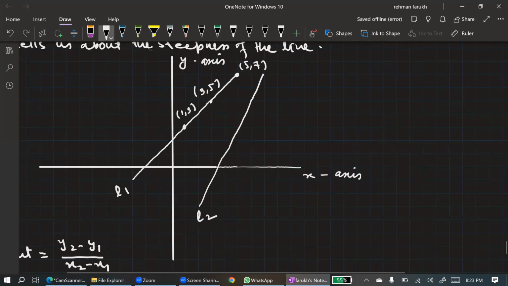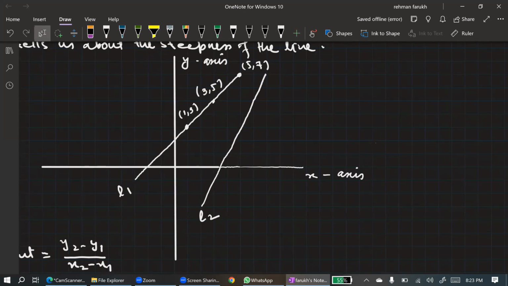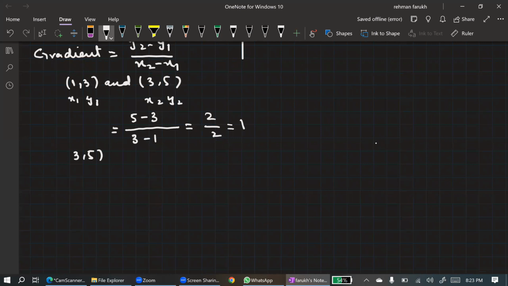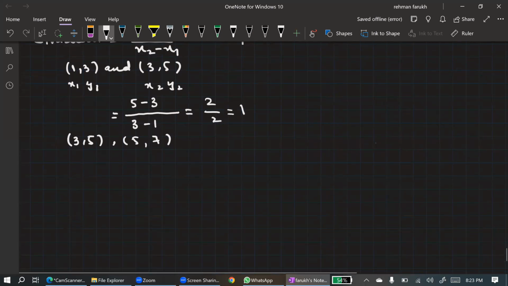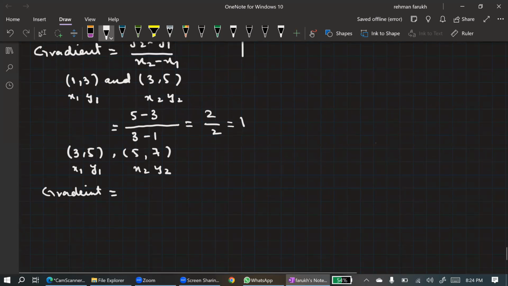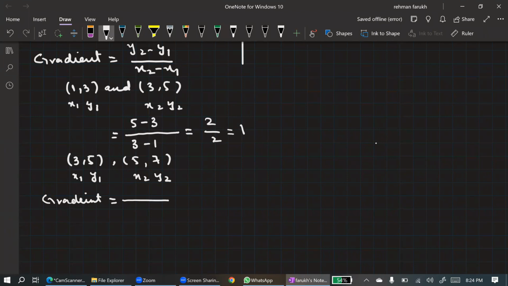Now, if we take any other pair of points, that is 3, 5 and 5, 7, we can find the gradient with the help of these 2 points. We will let the points be x1, y1, x2, y2, and put these values in the formula for the gradient, y2 minus y1 over x2 minus x1. y2 is 7, y1 is 5, x2 is 5, x1 is 3. 2 over 2 is equal to 1.